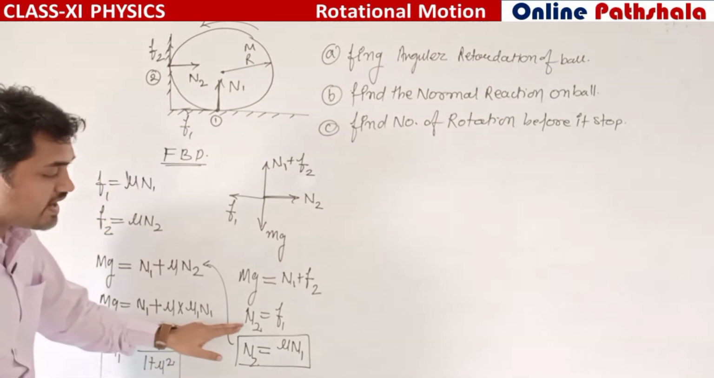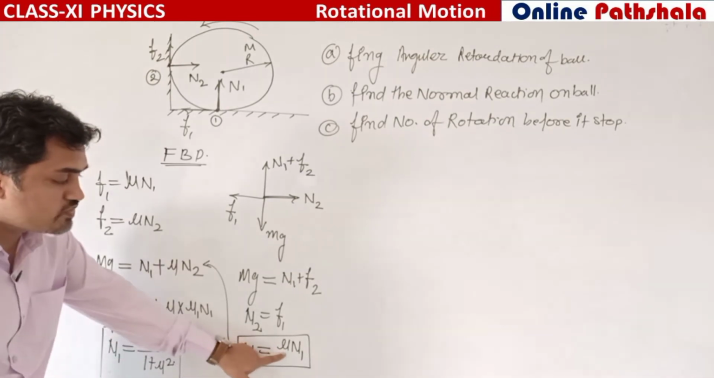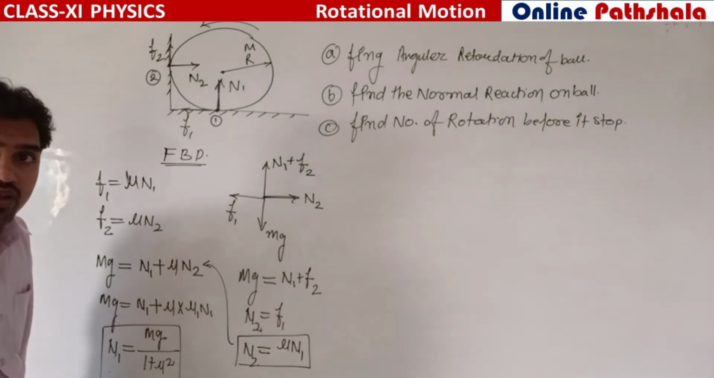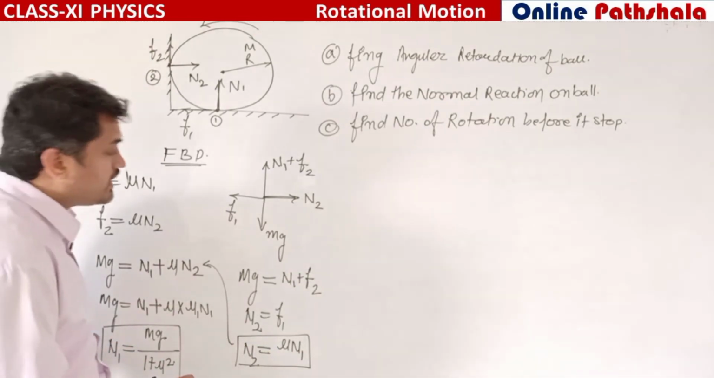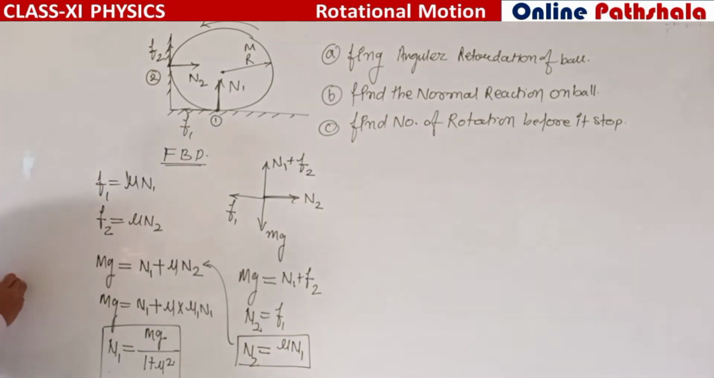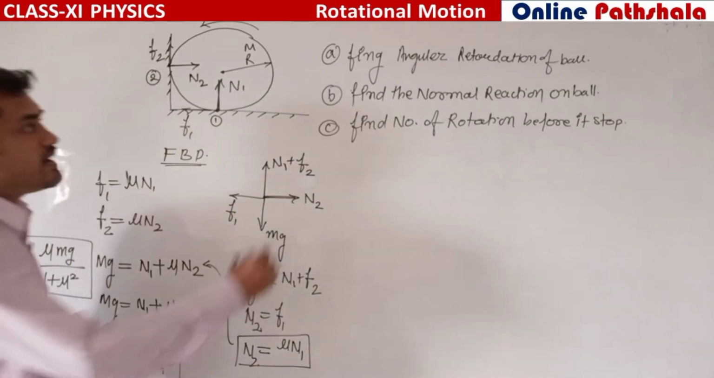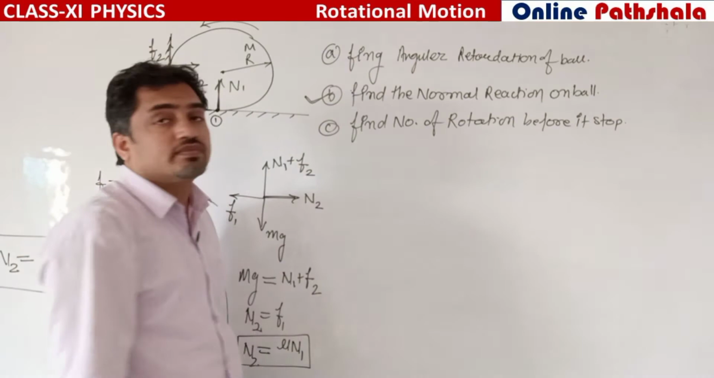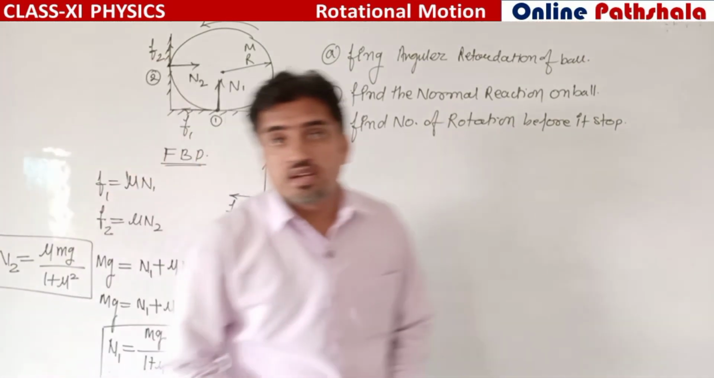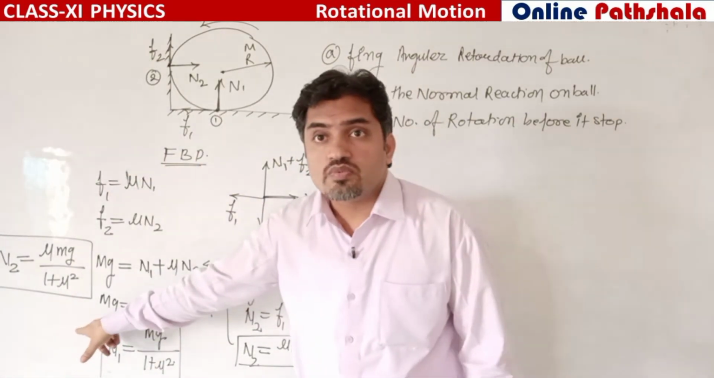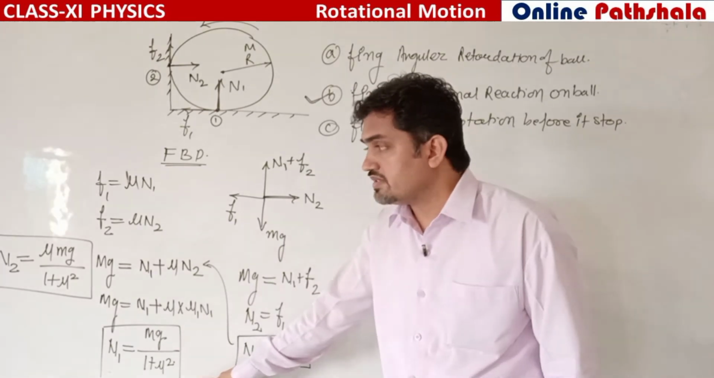In the same way, we can find N2. N2 is mu times N1. So N2 is equal to mu into mg divided by 1 plus mu square. This is N2. So the second part is completed. We have found normal reaction N2 and normal reaction N1.